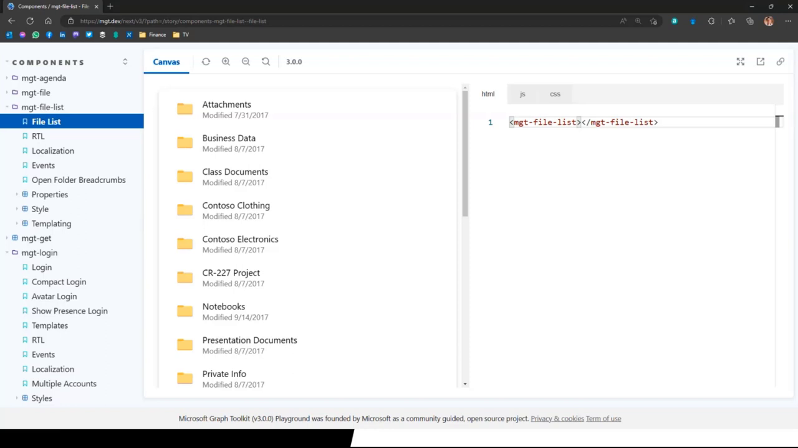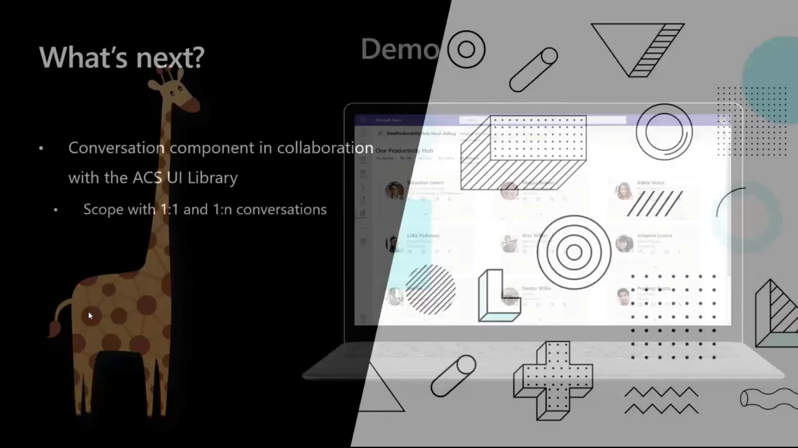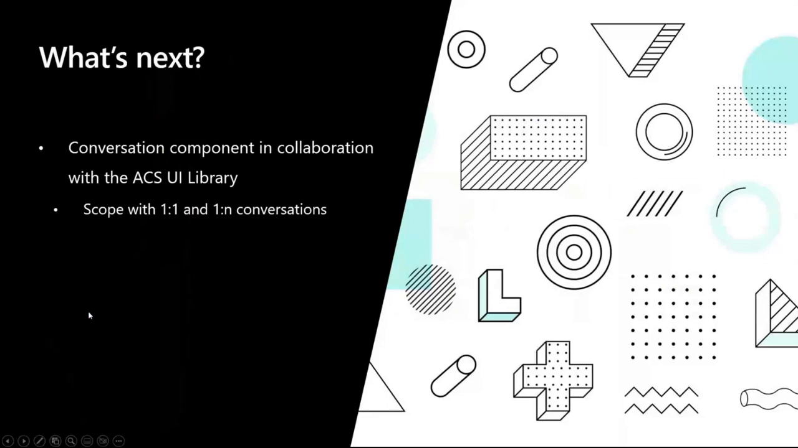V3 is really our upgrade to Fluent and some of our revamped capabilities. But what's next? What happens after V3? Well, let's have a look. What's next? We are working right now with the ACS team, the Azure Communication Services team, to bring a native Microsoft Graph Toolkit component that would be scoped to one-to-one or to one-to-many conversations. So you will be able to use a fully working chat component connected to any conversation that you're having in Teams via Graph, powered by the ACS UI library.